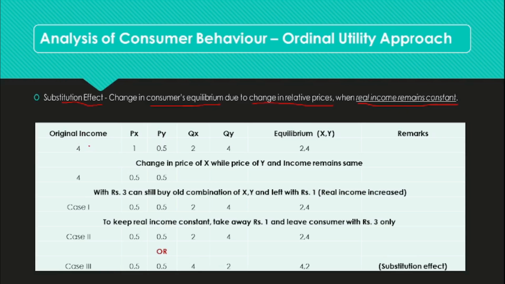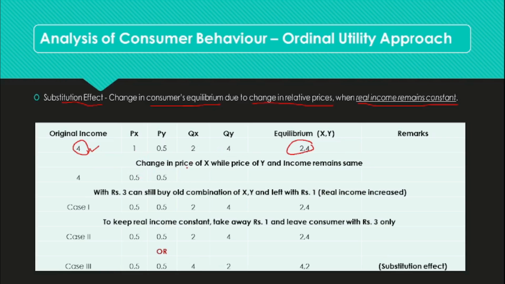Let us suppose that I have an income of rupees 4, and I have two commodities X and Y. The price of commodity X is rupees 1 and the price of commodity Y is 50 paise. With rupees 4, I can purchase 2 units of commodity X and 4 units of commodity Y, right? And let us say that this combination of 2 units of commodity X and 4 units of commodity Y is also the equilibrium for the consumer. It means he gets his maximum satisfaction by spending his income on these two commodities in this combination.